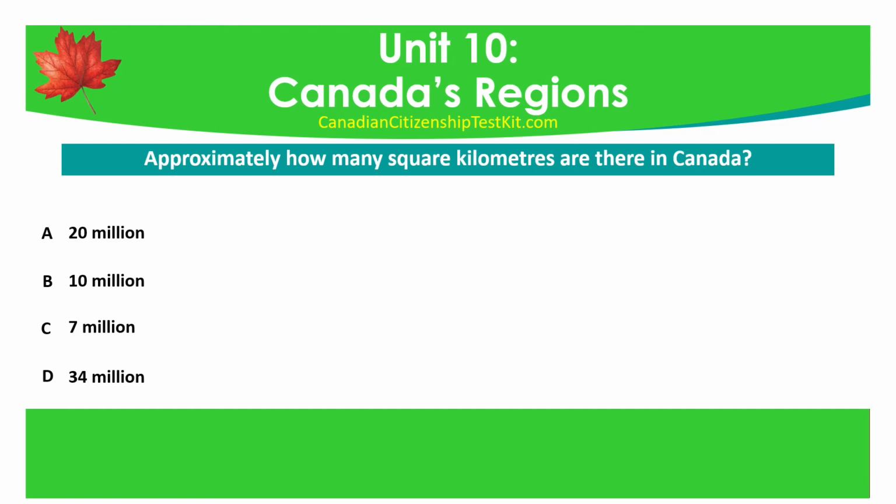Approximately how many square kilometers are there in Canada? A, 20 million. B, 10 million. C, 7 million. D, 34 million.